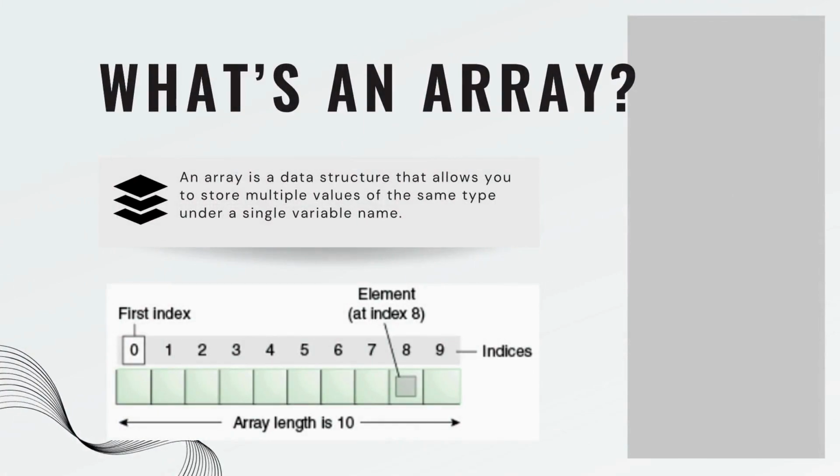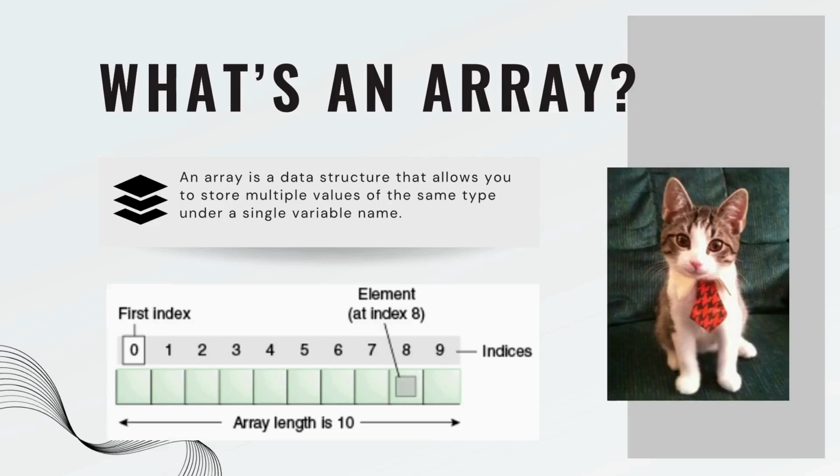Now, as per the definition, an array is a data structure that allows you to store multiple values of the same type under a single variable name. If you have some experience with coding, then this might make sense to you. But if you're new to it, like Rupert here, then this might be a little bit confusing. So let's understand this in simple terms.